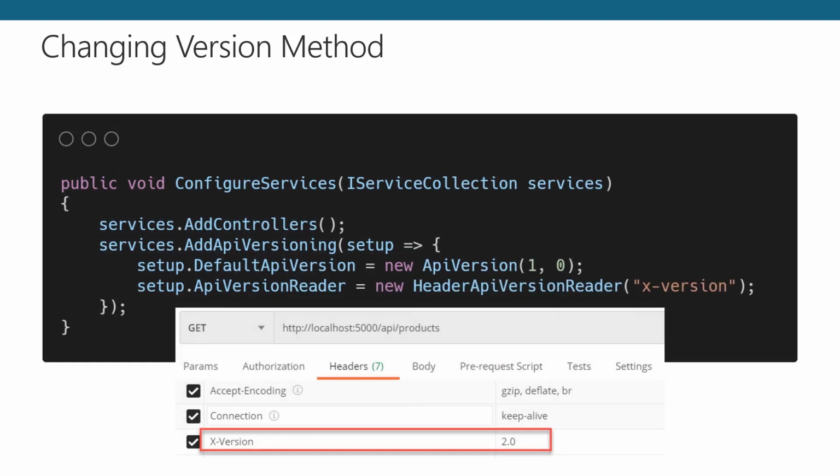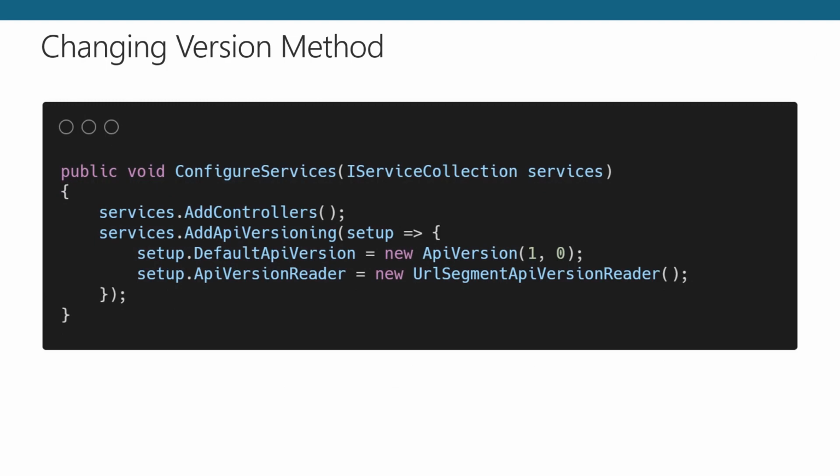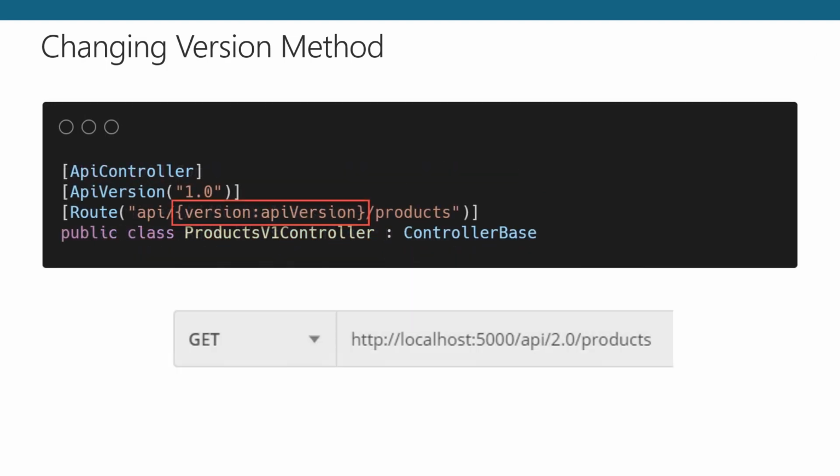Headers can be used by providing a header API version reader instance instead. This can also take multiple names. Lastly, if you choose to use URL segments, this is done via the URL segment API version reader. No parameters necessary. But since there's no configuration, you'll need to add an API version route parameter to your controllers or actions that use different API versions.